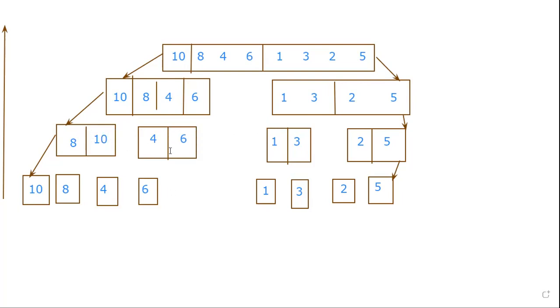So here 8, 10, 4, 6, 1, 3, 2, 5, we need to change only these two values here, and the remaining will be in the same format. And coming to the next step of the formation, we store these values into the respective and appropriate arrays only.